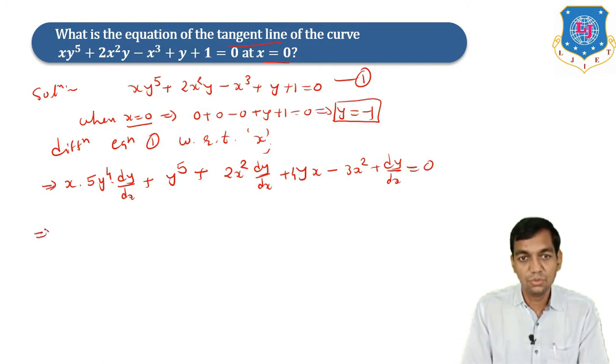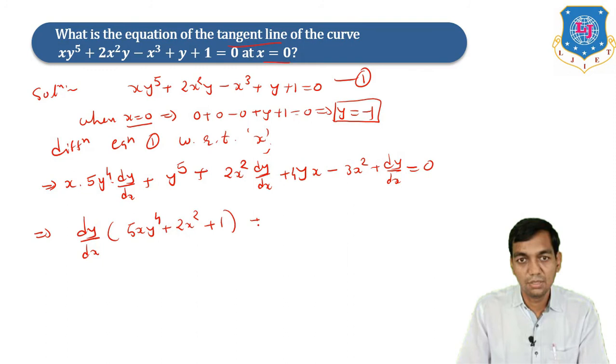And that will give you, if we are going to combine the terms with dy by dx, then you have dy by dx into (5xy raised to 4 plus 2x square plus 1), and the remaining terms we have plus y raised to 5 plus 4xy minus 3x square is equal to 0.